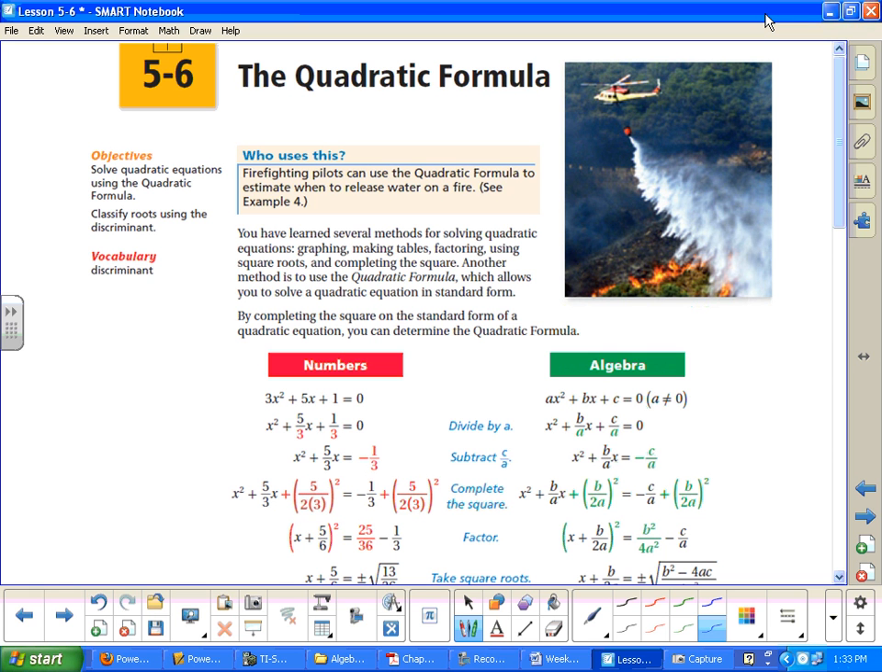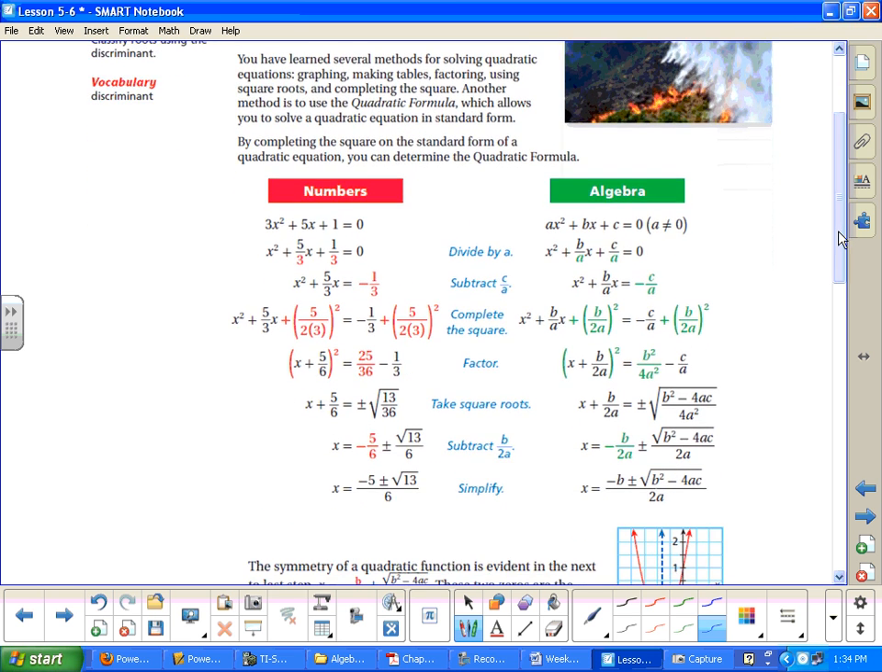Okay, so far we've done graphs and tables to find the solution to quadratic equations or to find zeros. We've done factoring to find zeros. And we did completing the square. Okay, so we just looked at that again. And then the last way to be able to find zeros with quadratic equations is called the quadratic formula. And the quadratic formula was actually developed using completing the square.